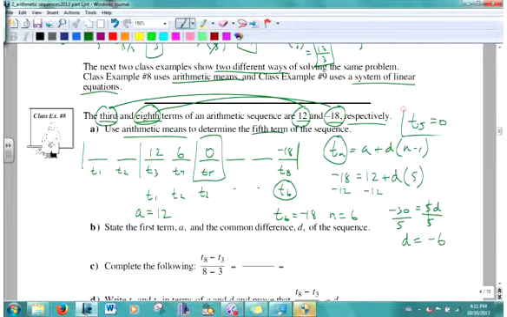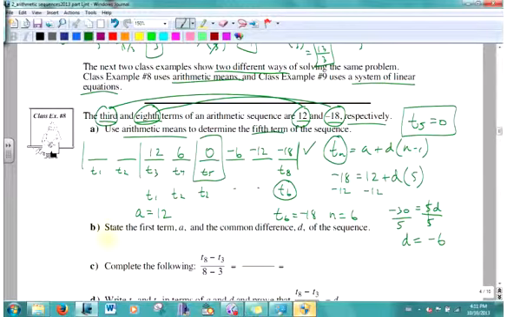T5 is 0. It's not a bad idea to check and see if this thing will work. Okay? 0 minus 6 is minus 6. Minus 6, minus 12. Minus 6, minus 18. Okay. Looks like it works out fine. Must have done the right thing.